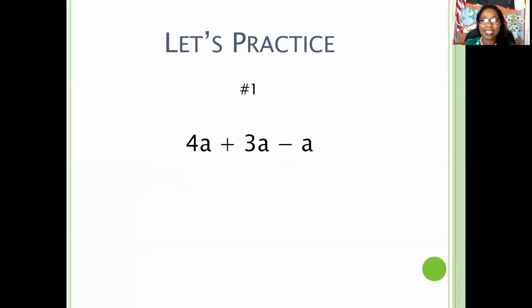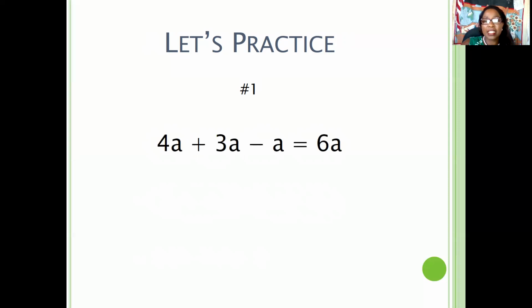Now let's practice. And we're going to begin with something really simple. 4a plus 3a minus a. And remember, when you don't see a number on a variable, what is the coefficient? If you said 1, you are absolutely correct. Give yourself a pat on the back. 4a plus 3a minus a. The answer is 6a.